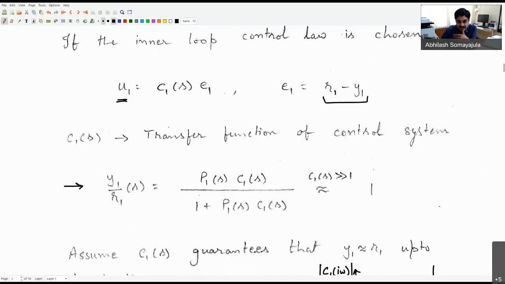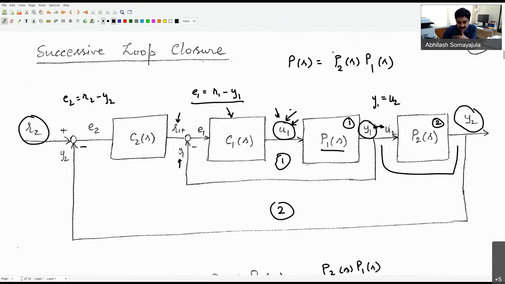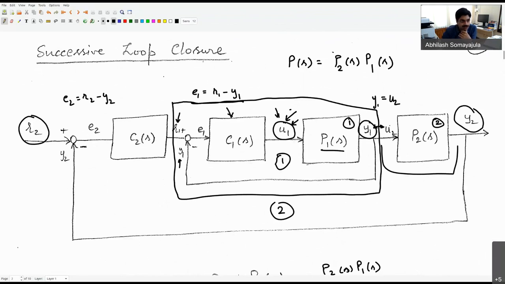Now, once I have guaranteed that this inner loop is matching up, it's as if my system has become simpler, as if this entire block has vanished, as if it has just become one point. As long as Y1 is tracking R1, I really don't need to bother about what is happening inside of it. Everybody with me?